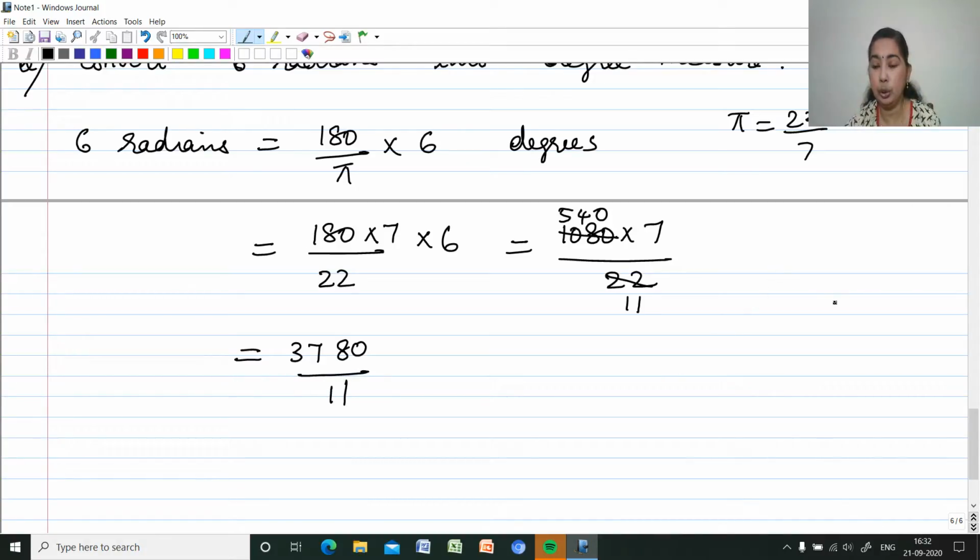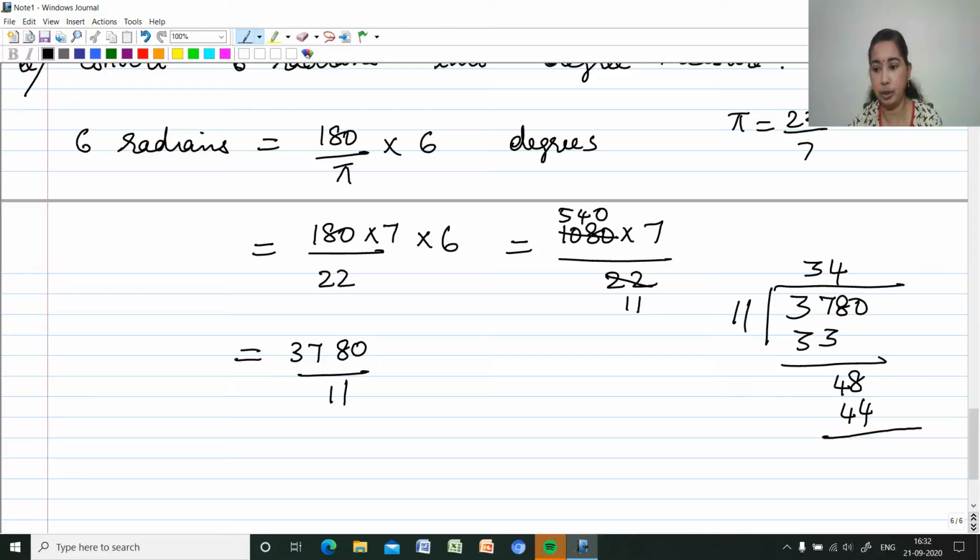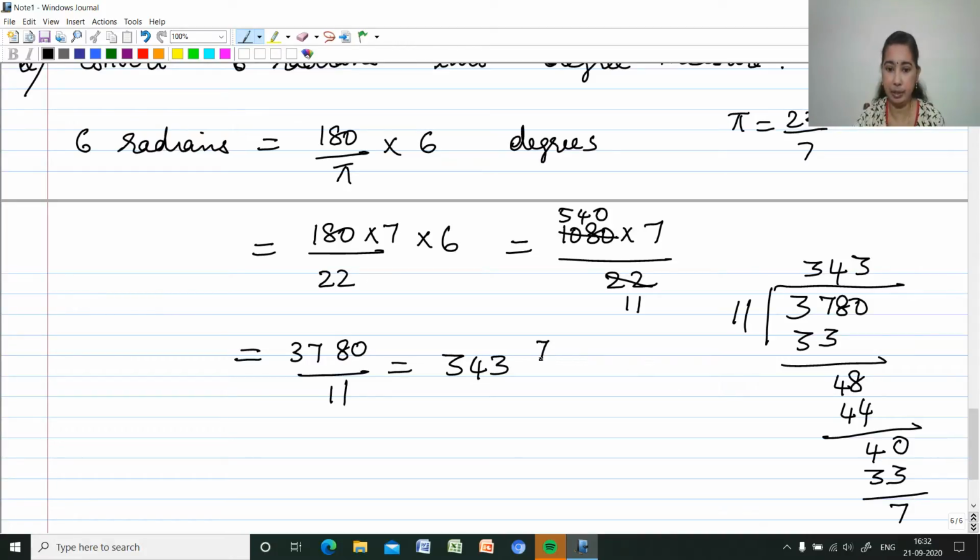Now we have to do long division. So 3780 divided by 11. 11 threes are 33. Subtracting 48. 11 fours are 44. Subtracting 4, then 0 here. Again 11 threes are 33. Remainder 7. So this can be written as 343 7 by 11.